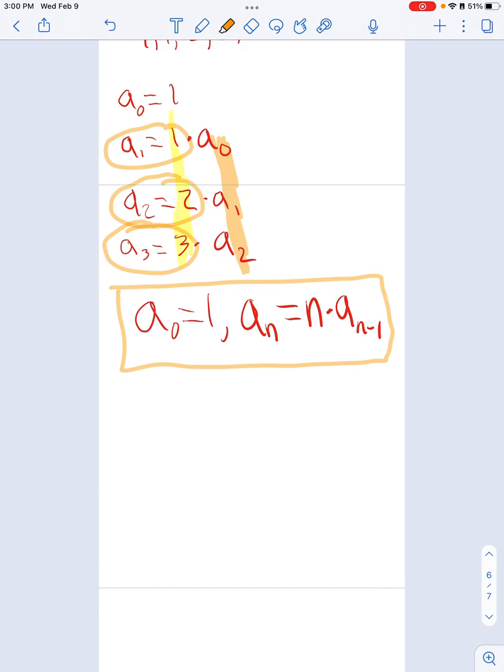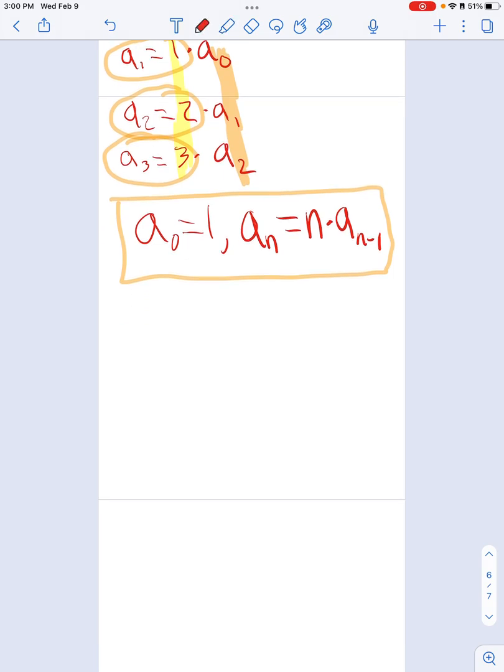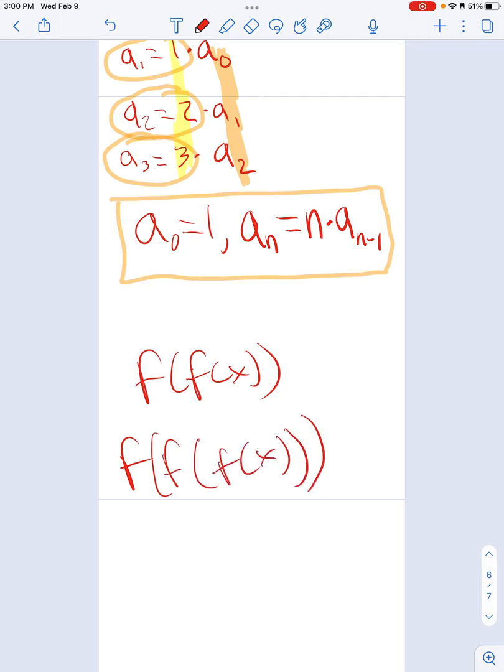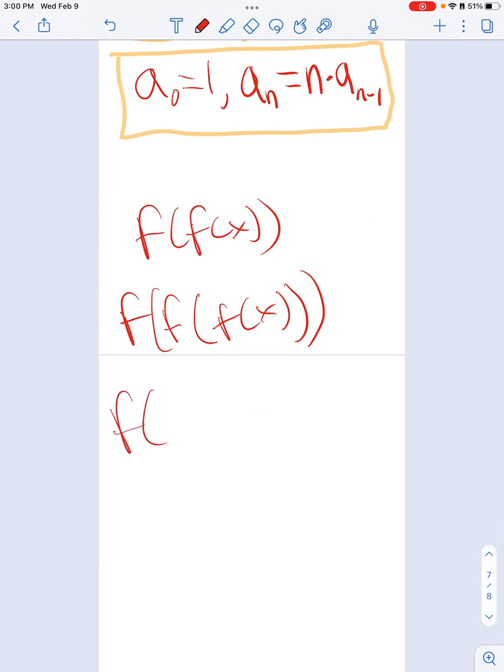The last part of this lesson is iterating a function. So iteration involves the repeated composition of a function f within itself. The result of one iteration is f of x. The result of two iterations is f of f of x, so it can be a lot of parentheses. The result of three iterations, I think you probably get the idea. It's going to keep compounding like that on and on and on.